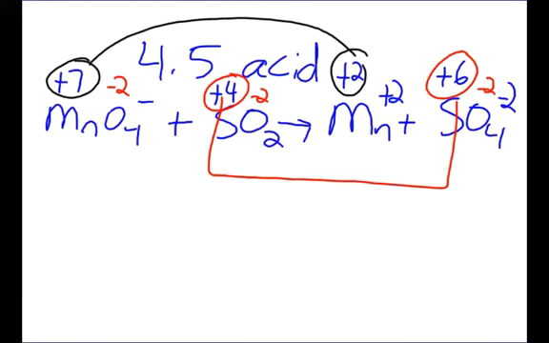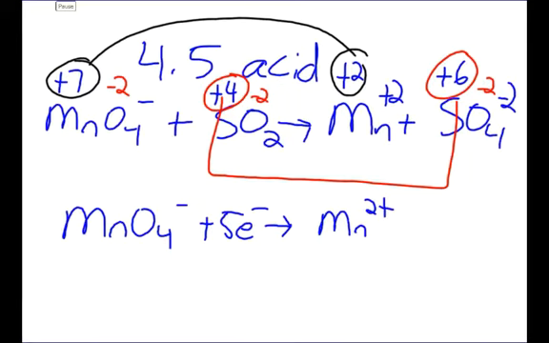So let me write 2 half reactions. Let me split this in half. All right, you can see that I've added in the half reaction. Manganese goes from a +7 to a +2.